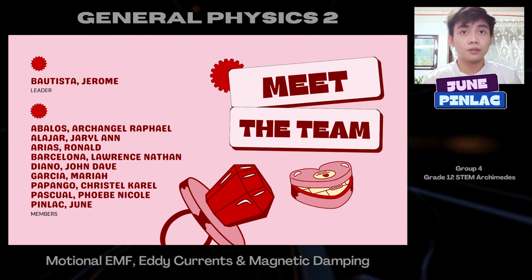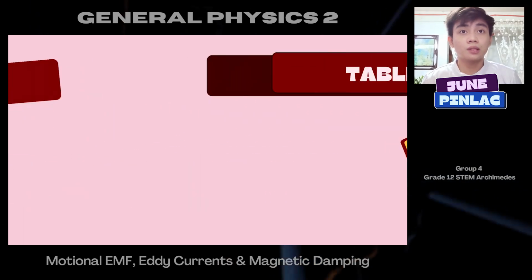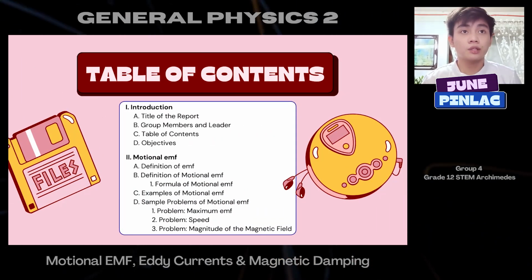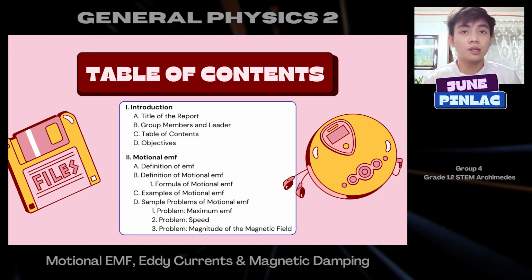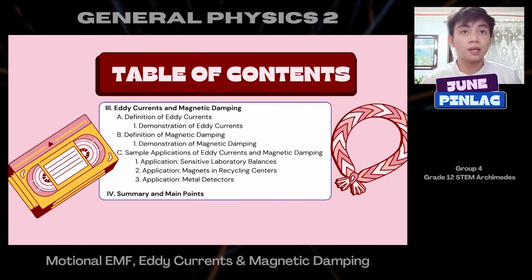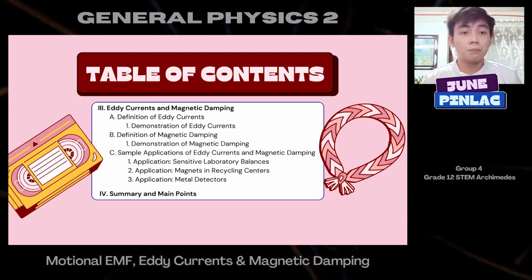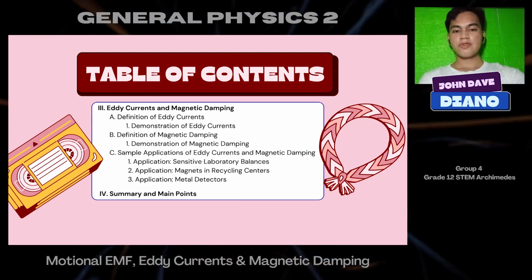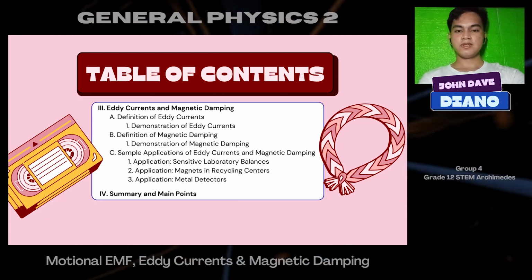Next, we have the table of contents, which comprises the introduction, motional EMF, eddy currents and magnetic damping, and summary and main points. We have three objectives in this lesson video.